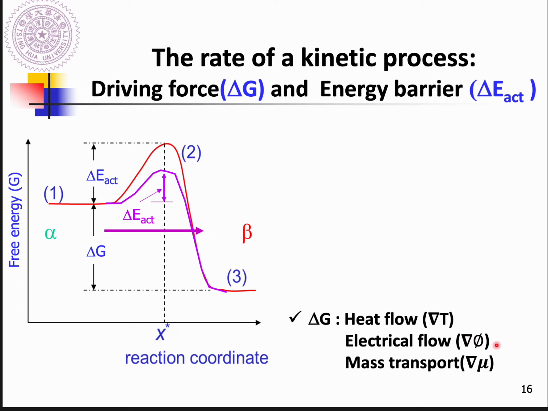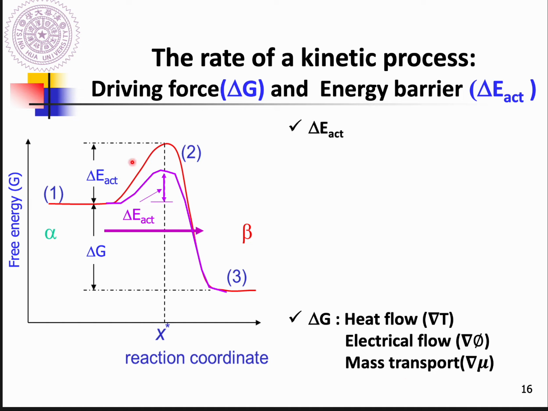If the driving force is electrical potential gradient, that will drive the electrical current or electrical flow. If there exists a chemical potential gradient, that will drive the mass transport, or some people call that diffusion, atomic migration, or atomic transport. It's some kind of mass transport, right? Okay, so this is about the driving force.